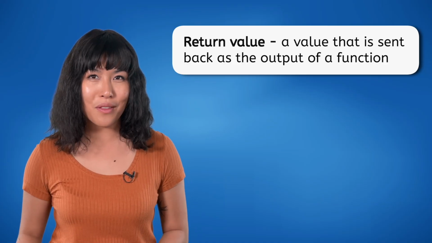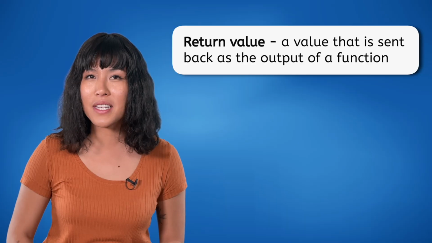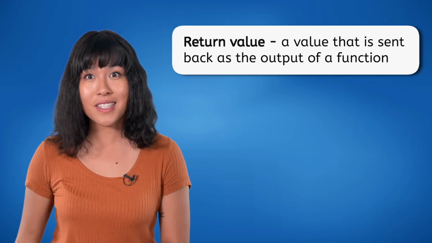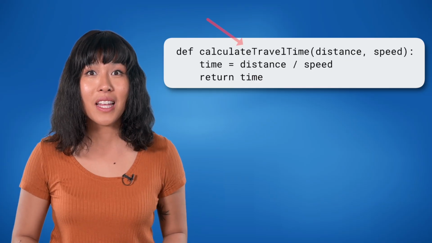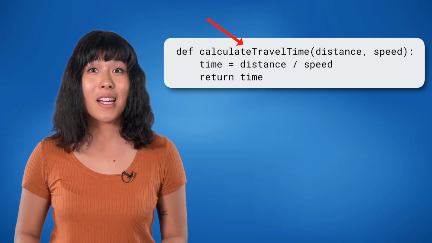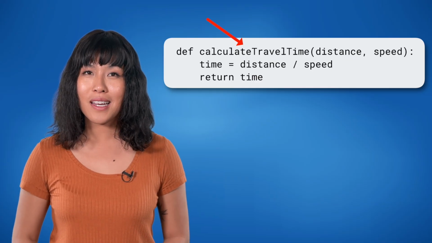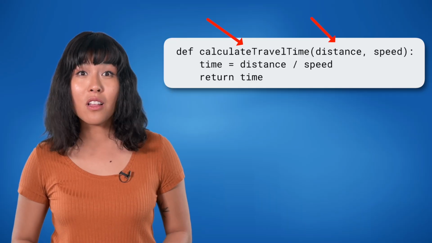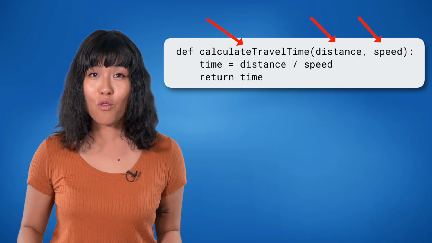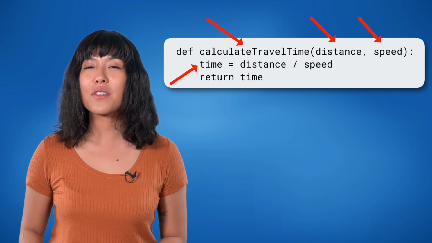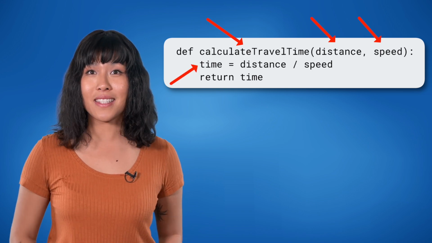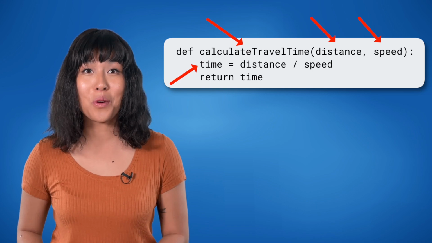Let's create another function to calculate the time it takes for the rocket to fly a certain distance. Here, we define a function named calculateTravelTime, which accepts two parameters: the distance we want to travel in kilometers and the speed of our rocket in kilometers per hour. Then we calculate the time it takes to travel that distance, which is represented in hours.